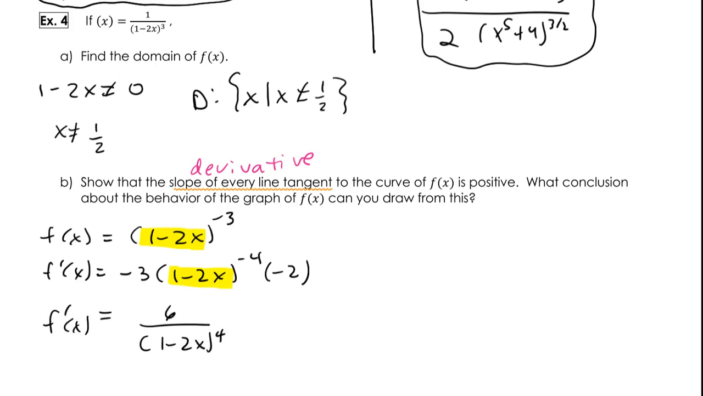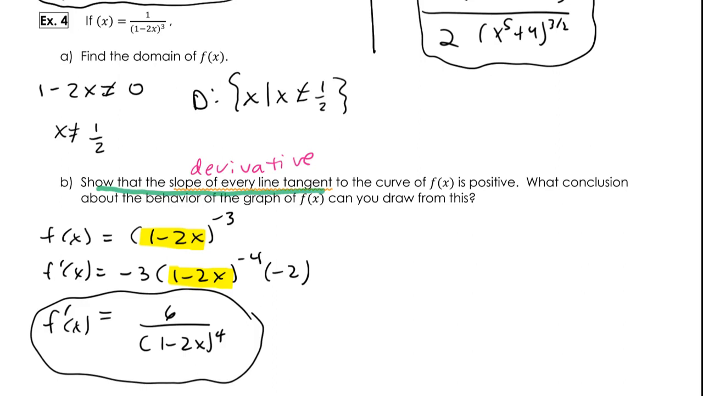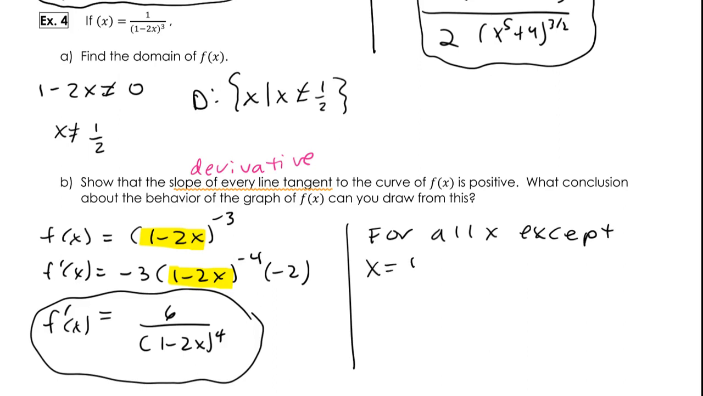So yeah, we're finding the derivative, but why were we doing this? We had to imply what they were saying. They said show that the slope of every line tangent, which means derivative, so show that the slope is always positive. Well, is this true? Look at the 4th. Isn't that always going to be 0 or positive? And 6 is always positive. So sure, this is guaranteed to be positive, but remember, x can't be a half. So we're going to say for all x except x equals a half, the derivative is positive. Okay, we did what they said.